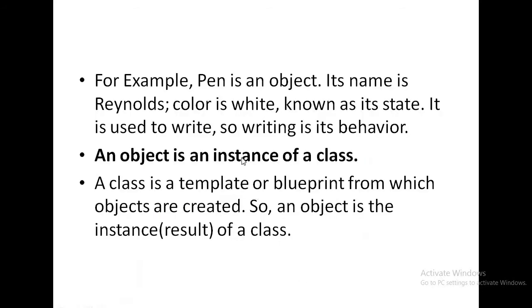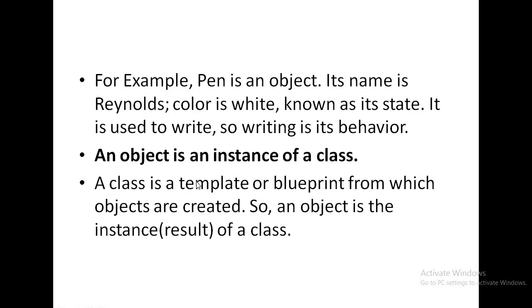For example, pen is an object. Okay, pen is an object because it has some physical existence. What is the name of the object? Reynolds. Color is white. It is known as state. It is used to write, so writing is its behavior. Okay, so you can say that the name of the pen, color of the pen, type of the pen, these are nothing but my variables. Writing is known as my function. Another definition of object is, an object is nothing but an instance of a class.